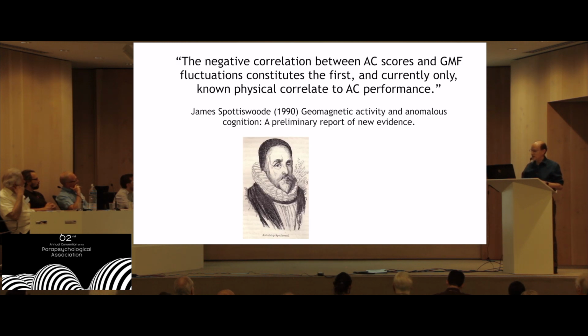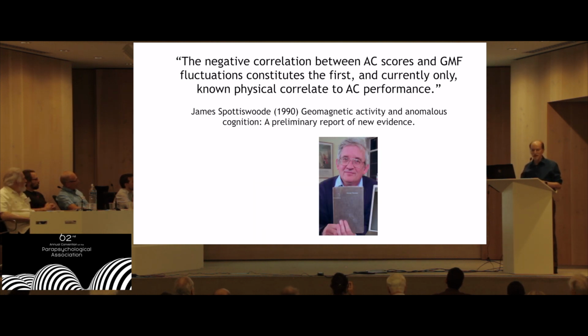The negative correlation between anomalous cognition scores and geomagnetic field fluctuations constitutes the first and currently only known physical correlate to anomalous cognition performance. So said James Spottiswoode in 1990 in a review article. And so there's a picture of James Spottiswoode. Oh, wait a minute. That's the James Spottiswoode from 1600. This is the one that I mean, this James Spottiswoode.